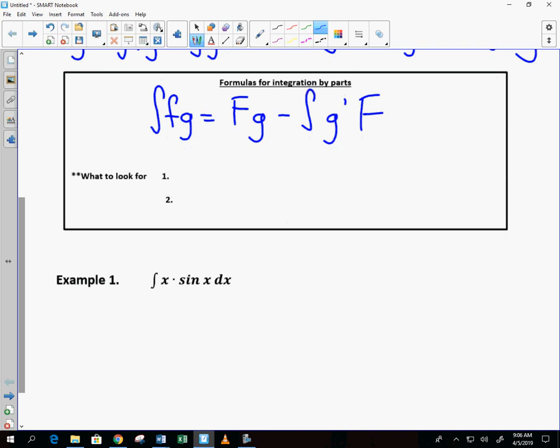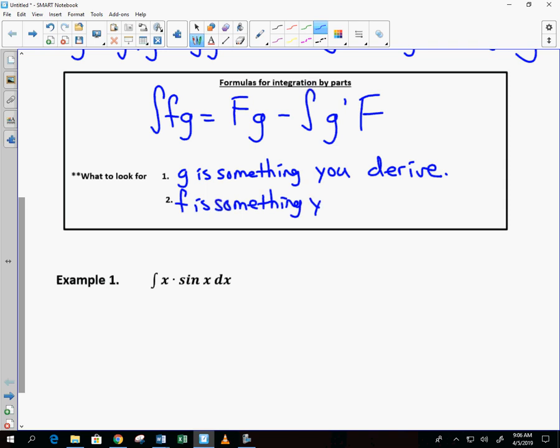So what do you look for when you do this? Number one, g is something you derive. F is something you what? What's that?